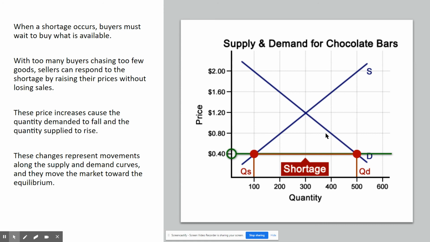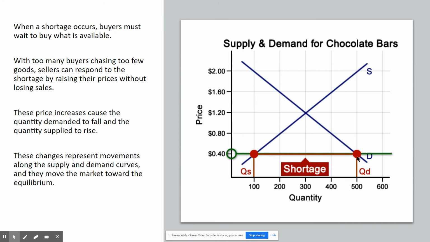So what's going to naturally happen is the price will rise, and the quantity supplied will rise until it reaches this point in which supply and demand reach each other. So the equilibrium for chocolate bars is 300 bars supplied at $1.20 per unit. Remember, this is my profit. This is my total revenue. I still have to subtract my total cost, but that's what it looks like. So if it's above the equilibrium, it's a surplus. If it's below the equilibrium, it's a shortage.